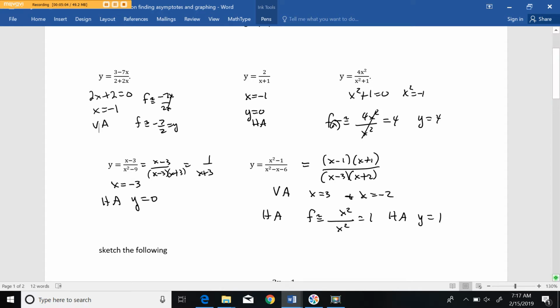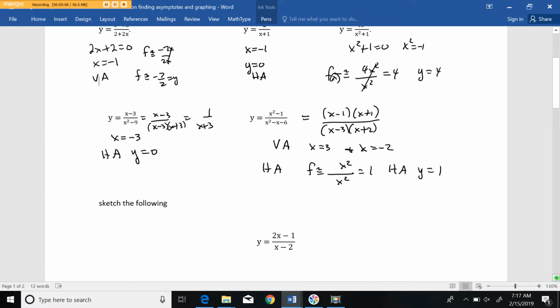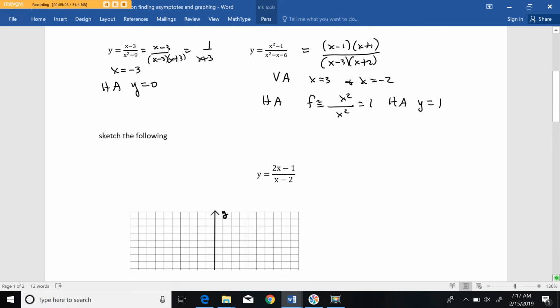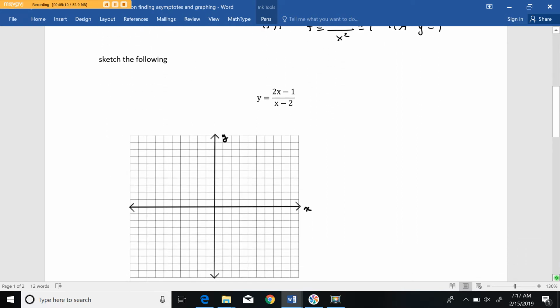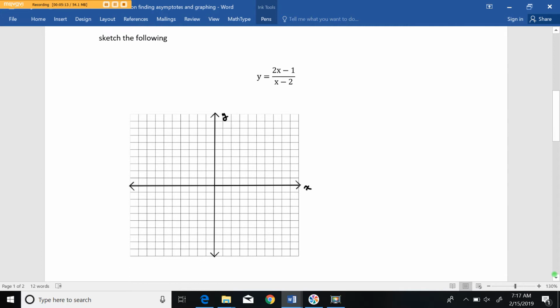I think I'll move into more examples of using them to sketch graphs. We're going to take a look at this function, y equals 2x minus 1 over x minus 2. You'll notice that x equals 2 here is going to give us a division by 0. So this is going to have a vertical asymptote at x equals 2.